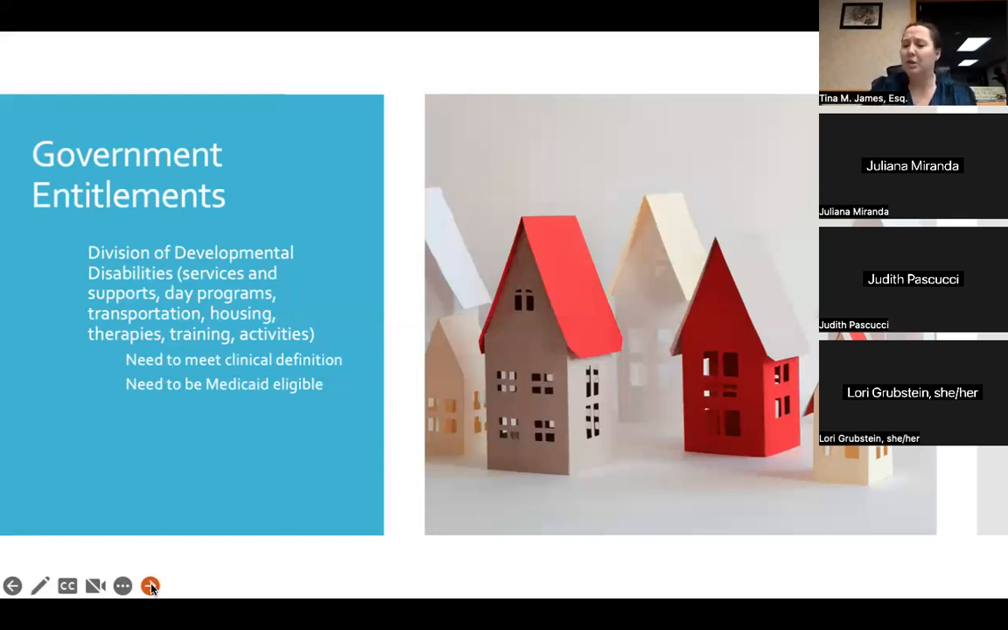Now, I just want to mention that DDD provides services for individuals that are developmentally or intellectually disabled. They need to meet a very specific clinical definition, and they also need to be Medicaid eligible. That's very, very important. So we go through all of this to set up our child to have these benefits for when they reach the age of 21. We want to make sure that we don't jeopardize that if something were to happen to us.